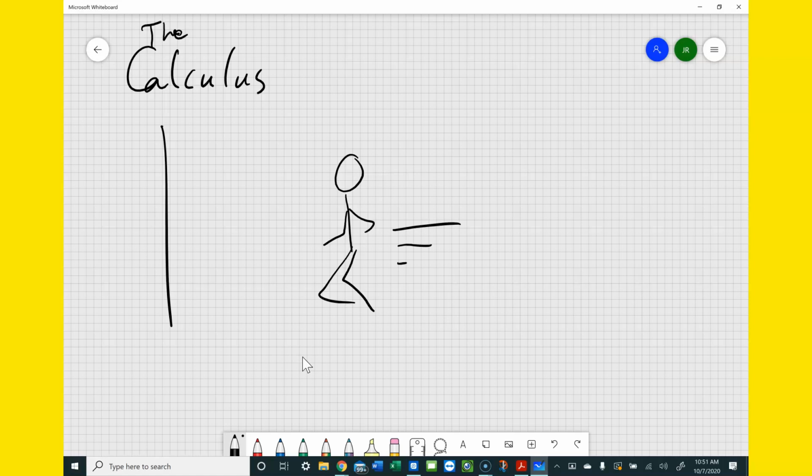So to get to that wall, I'm first going to have to get halfway to the wall. Then I'm going to have to get halfway again, and then halfway again, and then halfway again, and halfway again, and halfway again. And I can't even draw it that close anymore.